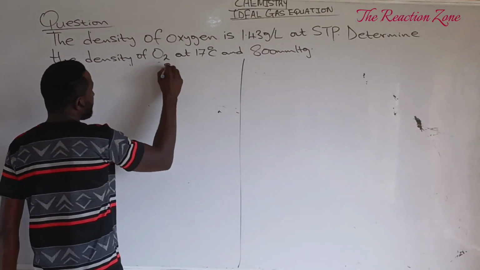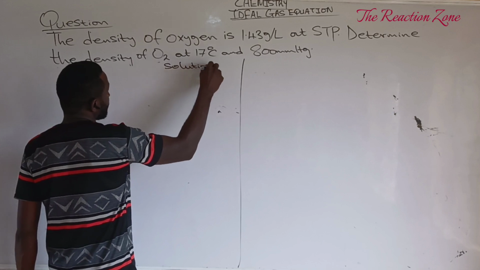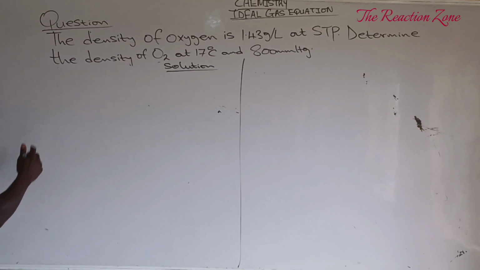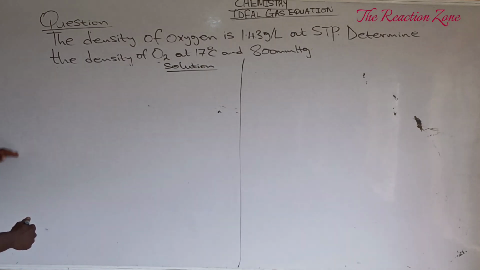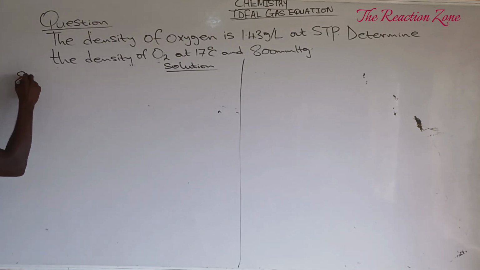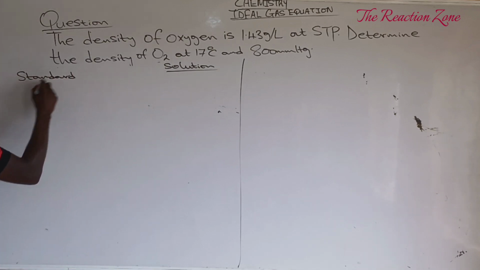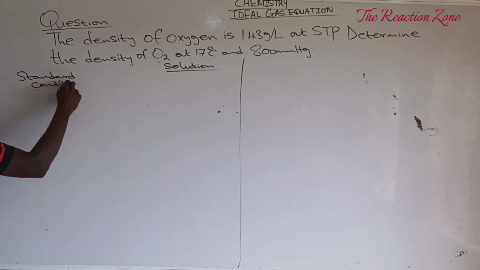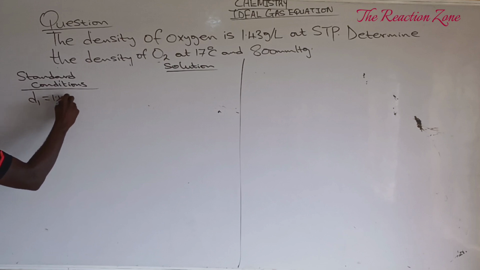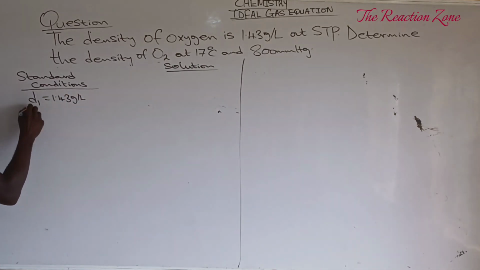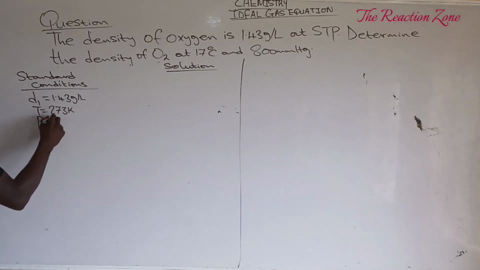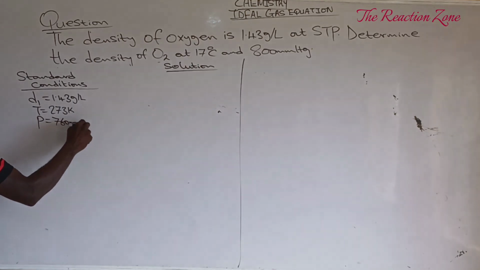To solve this particular problem, the first thing that we need to do is to list the information given to us in the question. To list the information under standard conditions and list the information we have for the given conditions. So, under standard conditions, the density, let's call it D1, is 1.43 grams per liter. Standard temperature is 273 Kelvin. Standard pressure in millimeter mercury is 760 millimeter mercury.